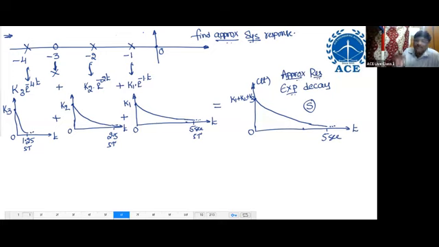Exact means you have to find it, but they don't ask exact. For exact, they would directly give the pole location, then we can use the inverse Laplace transform to find the exact response. But generally in the objective type, they ask only approximate. They don't give pole locations at all. So the approximate response is exponential decay.